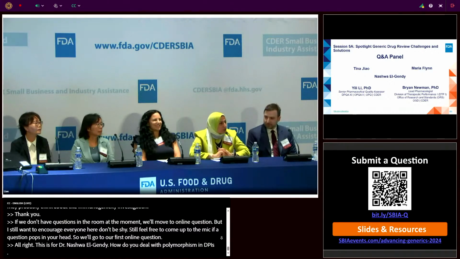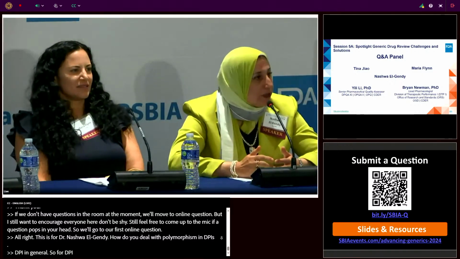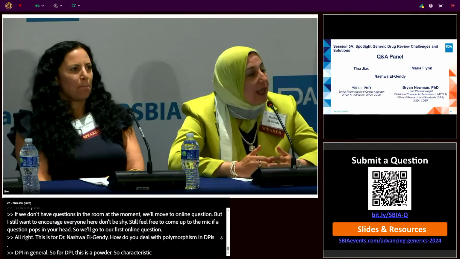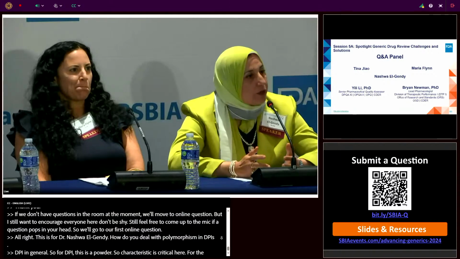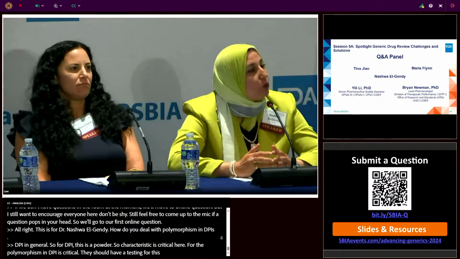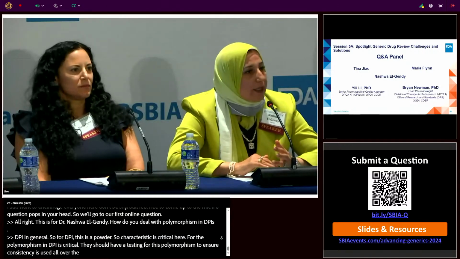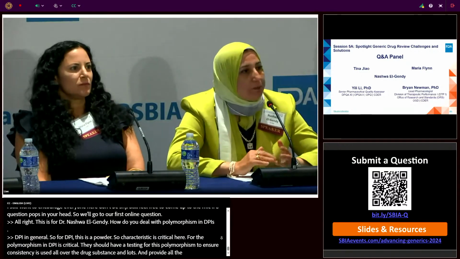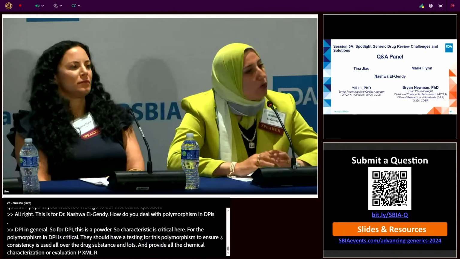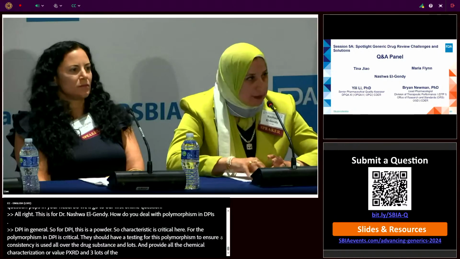Yes, that's correct, DPIs in general. So for DPIs, this is a powder, so powder characteristics are very critical here. For the API and the carrier, polymorphism for the API is very critical, and the applicant should show if there is any polymorphism, they should have testing for this polymorphism to be sure that the consistent polymorph is used all over the drug substance lots. They have to provide all the chemical characterization or evaluation, PXRD, TGA or DSC, all the data for at least 3 lots of the drug substances with the polymorph that's consistent.